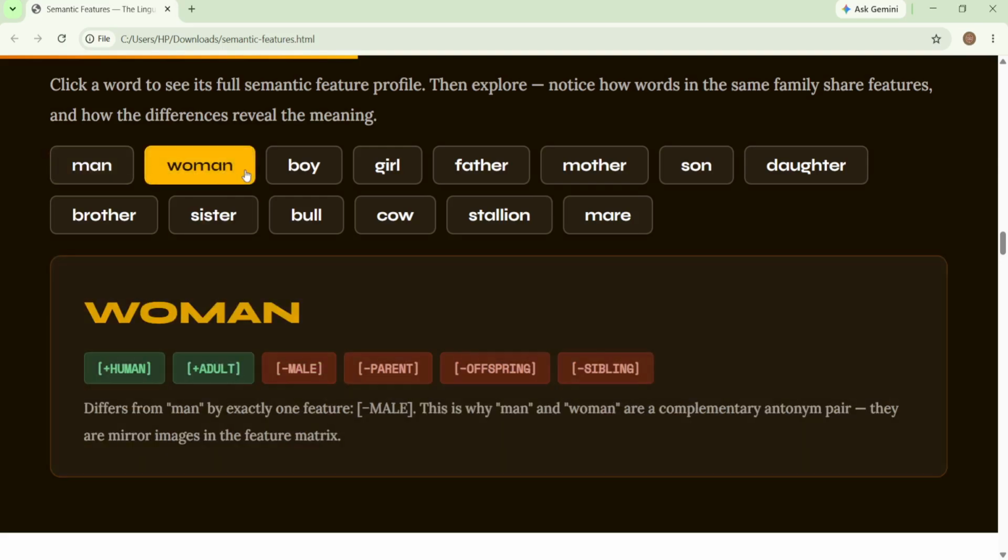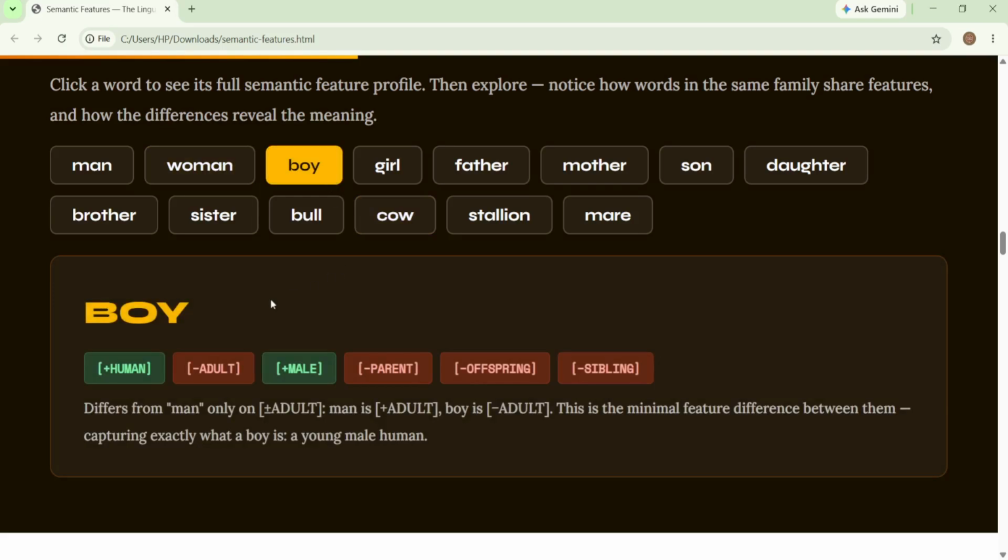Let's look at another example. Woman: human, adult, not male, not a parent, not an offspring, and not a sibling. So negative, two positives, another negative. If we had taken another feature, that is female, then it would have been positive here too. It depends upon how you take features. That's how you do analysis of all the words. You cannot take any other category if you have not decided it before doing the analysis.